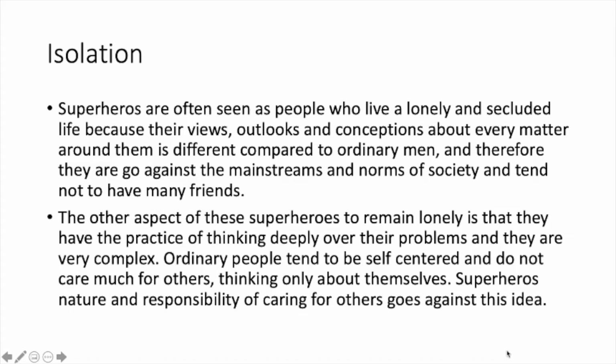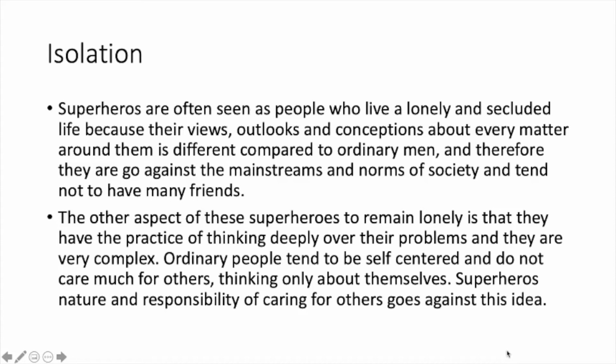Also, I think something which is important to note down in regards to the reasons why superheroes may remain lonely is the fact that they often think deeply about some of their problems. And some of their problems are very complex. They're quite deep-rooted. They're quite challenging, some of the problems which they face. So they have to think deeply and practice this deep thinking in order to actually become the superhero that they are.